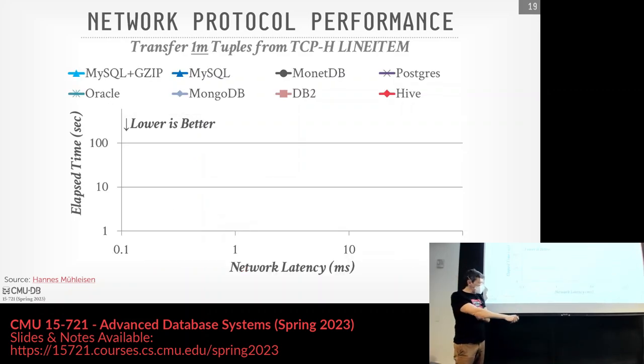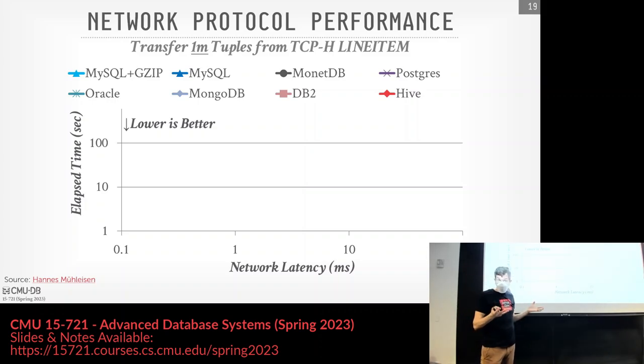So in the next graph here, we're going to look at the cost to transfer 1 million tuples out of the table, which I think is roughly about one gigabyte. And along the x-axis, they're going to increase the latency of the network communication, or, you know, sending one packet. They're going to go from 0.1 milliseconds up to 100 milliseconds.